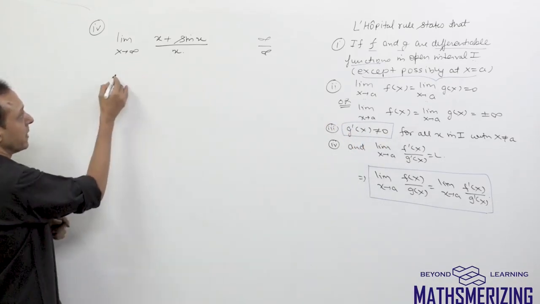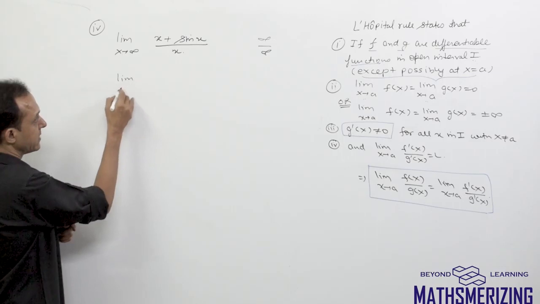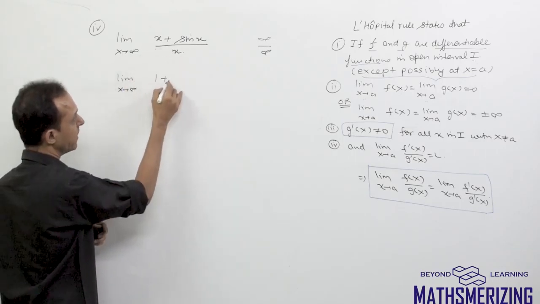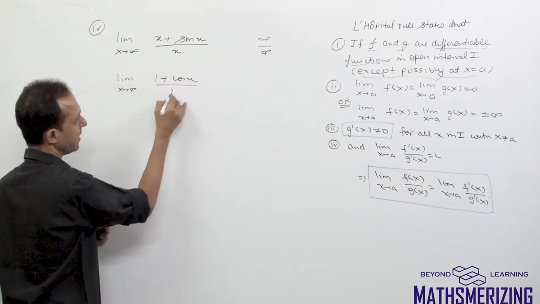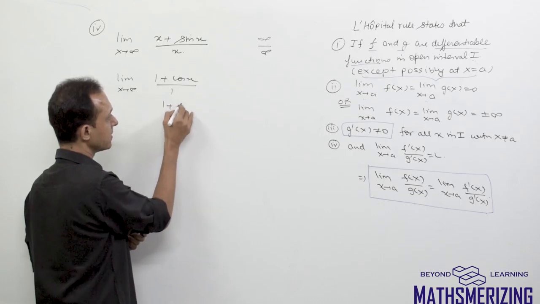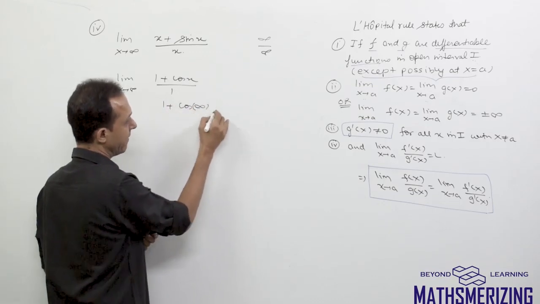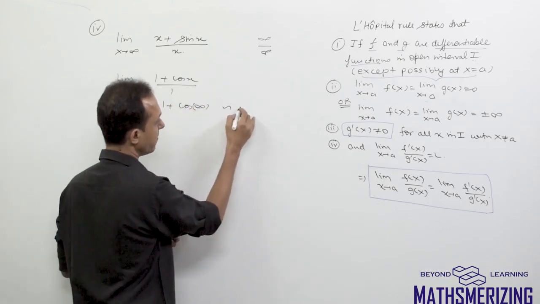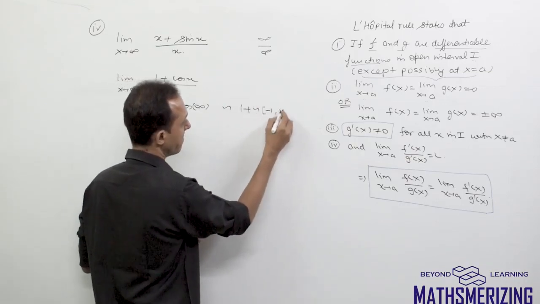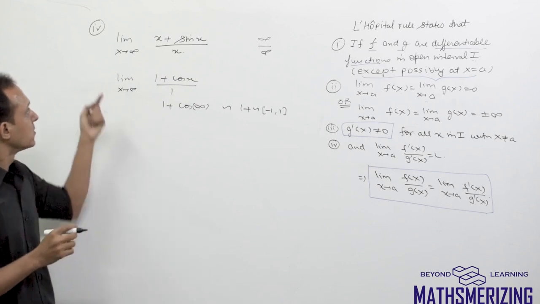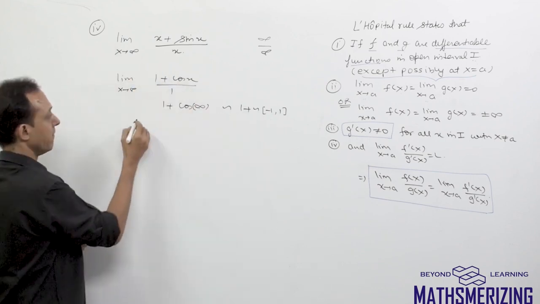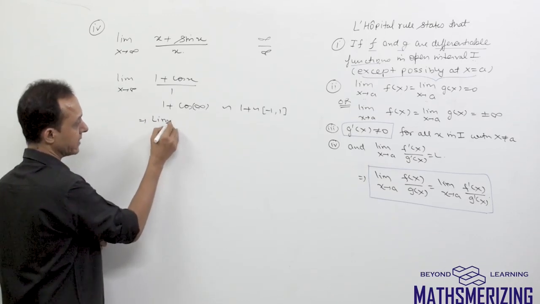Now if I use L'Hopital's rule, I can write limit x tends to infinity. If I differentiate the numerator, I get 1 plus cos x, and the derivative of x is 1. If I put this limit, I get 1 plus cos infinity, which is an oscillating value from -1 to +1. So I'm not getting an exact value, I'm getting an oscillating limit. So in this case, we'll say the limit does not exist.